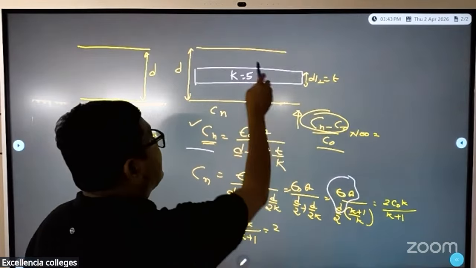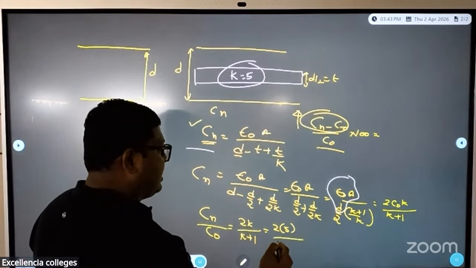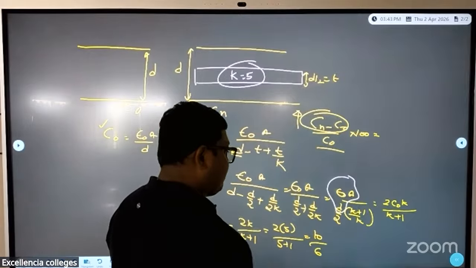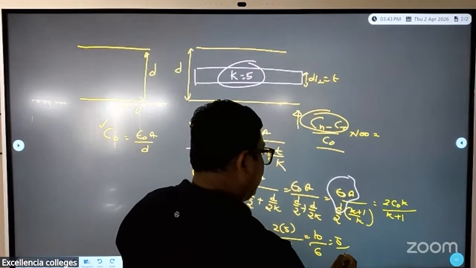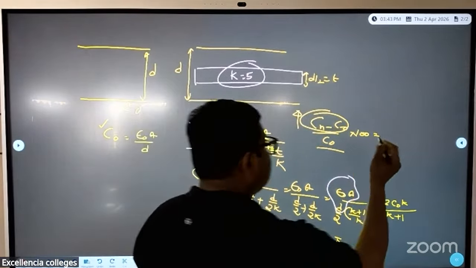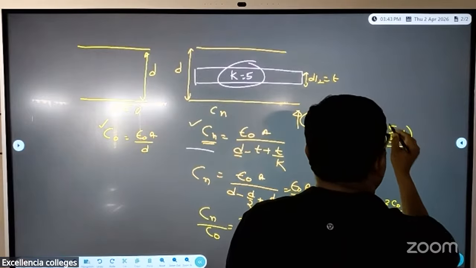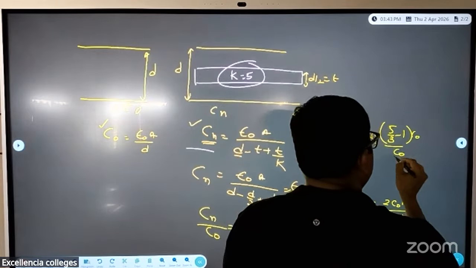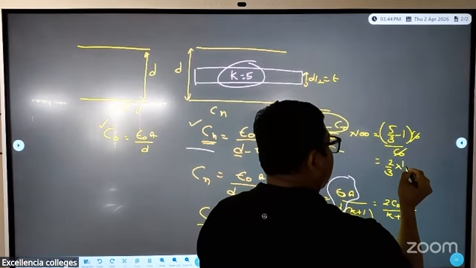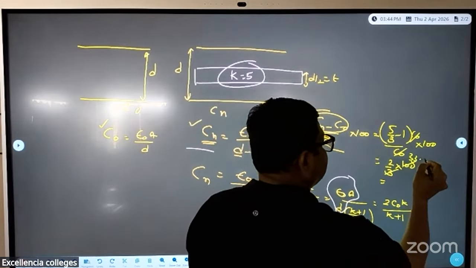So 2 into the dielectric constant, which is given to be 5. So 2 into 5 divided by 5 plus 1, that is 10 divided by 6. Okay, so that is 5 by 3. So you now write the increase. So we can easily write 5 by 3 minus 1, divided by C naught, putting it to C naught divided by C naught. So you see this will be 2 by 3 into 100 percentage change. So that is 66.6.